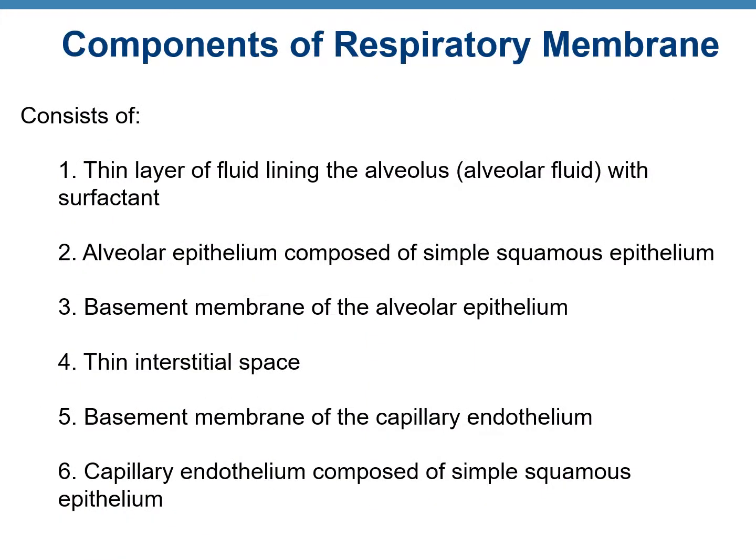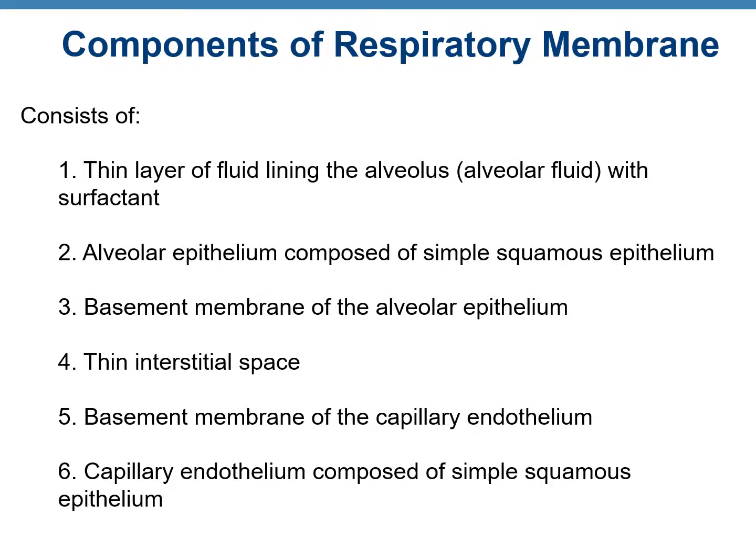Respiratory membrane. What are the components? We have gotten the idea that respiration or gas exchange is occurring between the alveoli of the lungs and the capillary, the blood inside the capillaries. So what are the components that are actually taking place in this oxygen carbon dioxide exchange? Let's start from the alveolus side. So the first component is a very thin layer of fluid that contains surfactant.